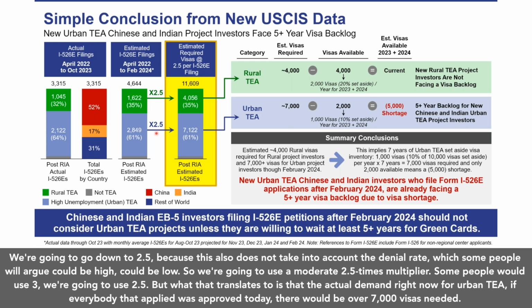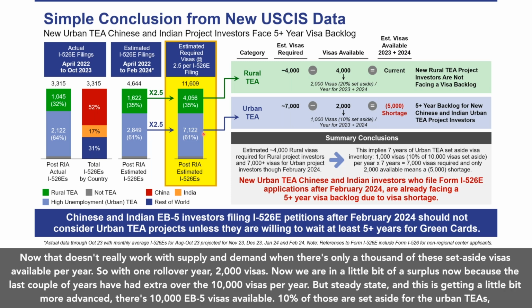Some people will argue the denial rate could be high, could be low. So we're going to use a moderate 2.5 times multiplier. Some people would use 3. We're going to use 2.5. What that translates to is that the actual demand right now for urban TEA, if everybody that applied was approved today, is over 7,000 visas needed.